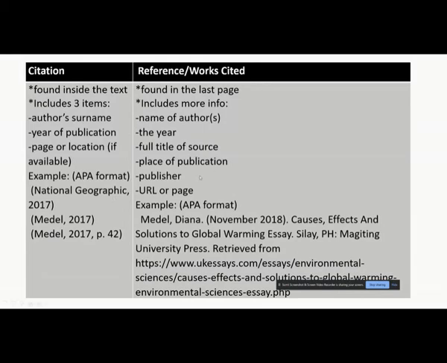Unlike the citations, the references have a lot more to include. You have to get the names of the authors, the year of publication, the full title of the source, the place of publication, the publisher, and also if you're using an internet source, you can get that from the URL or the web page. Same as the APA format. If you are familiar with the last pages of research papers, you can find the APA format in the last pages, in the appendices or references. So that's the difference between citation and reference.